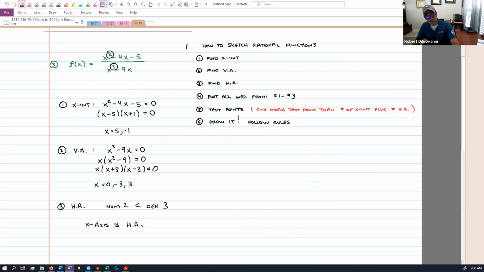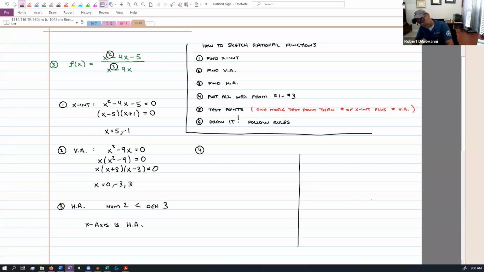All right, step 4 is to draw a graph that has basically all this information on it. So I'm going to go to a graph here. And I'm going to start with my X-intercepts at 5 and -1. So I go to -1, I go to 5. And here I'm going to put actual dots because these points live on our graph.